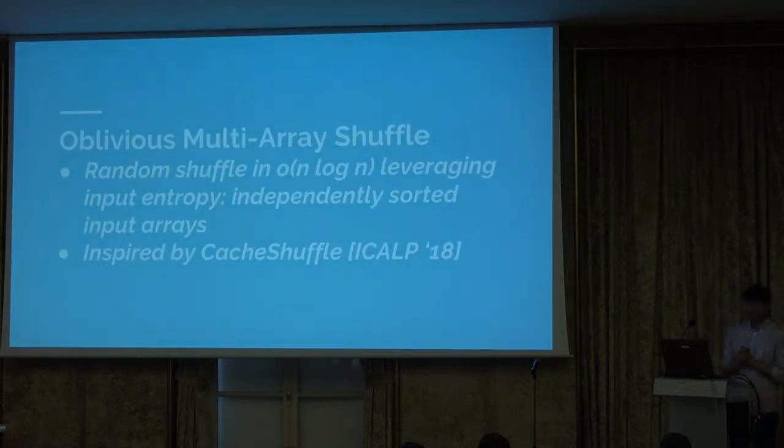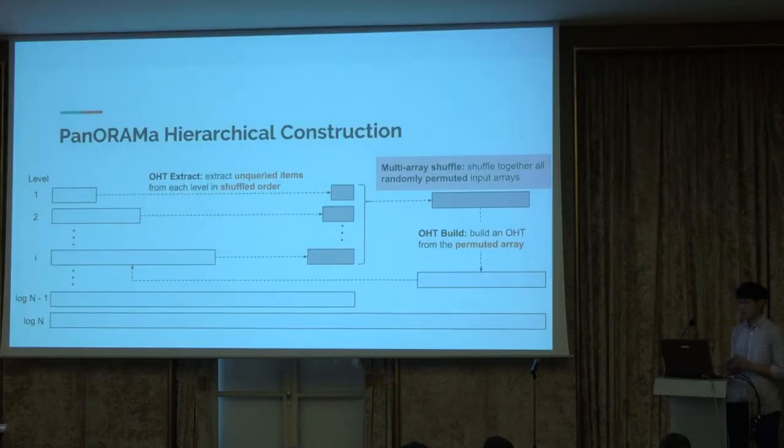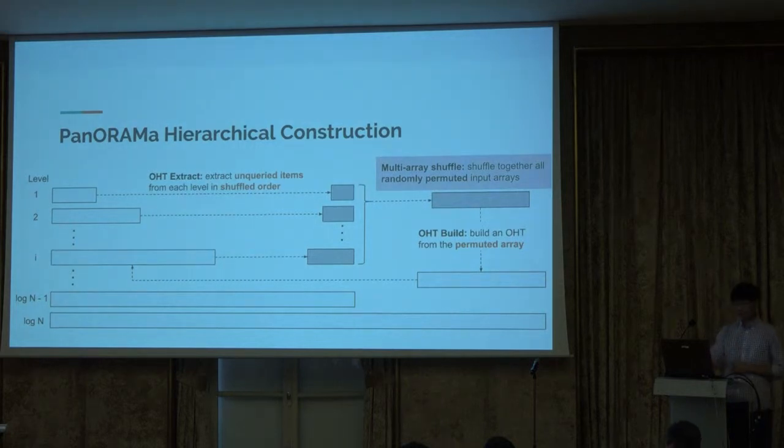All right, so I'll start off by describing one of the components, which is the oblivious multi-array shuffle. In particular, we're going to be able to do a random shuffle in less than oblivious sorting time by leveraging the input entropy. In particular, we assume all these input arrays are perfectly shuffled off the bat. I'd like to note that this is inspired by some previous work, the cache shuffle, that appeared in ICALP this year. All right, so that's the colored block that I'm going to discuss now.